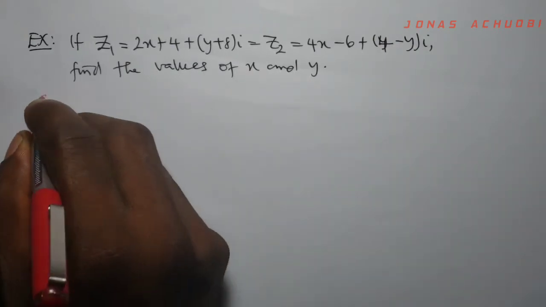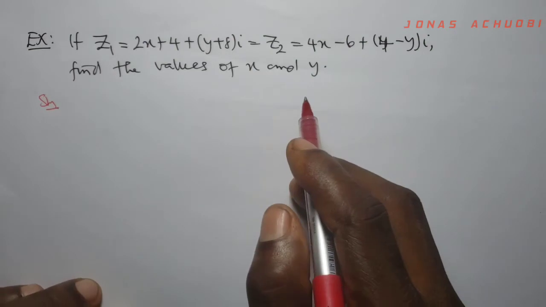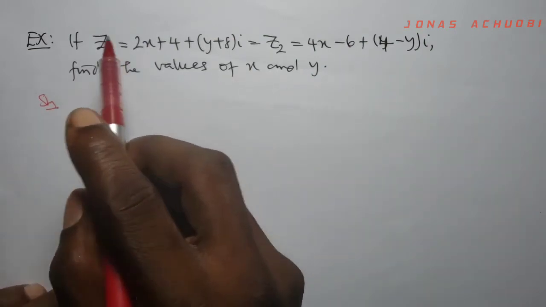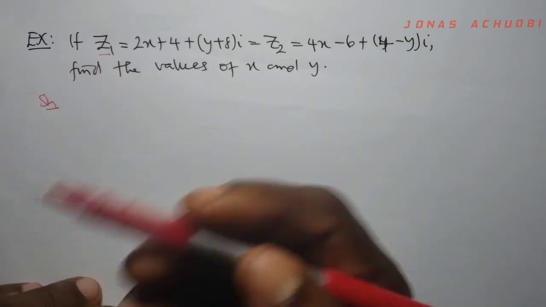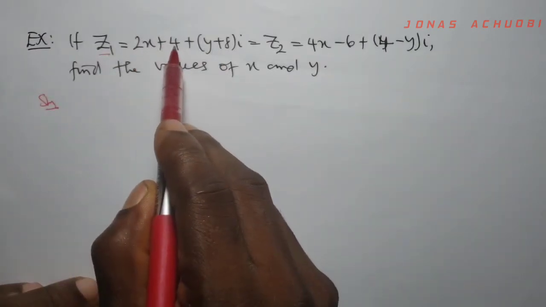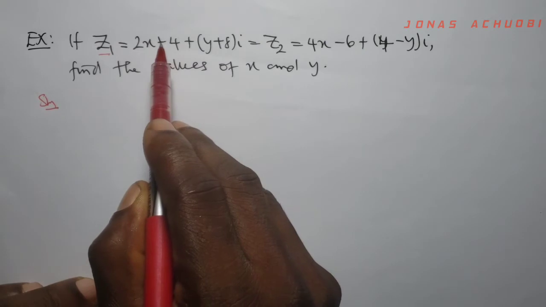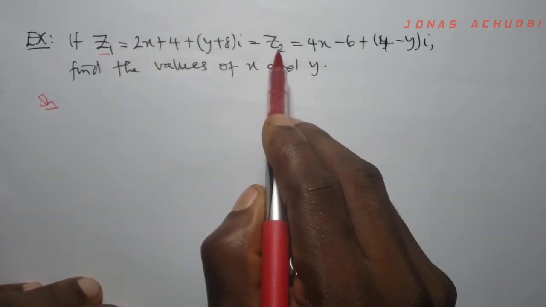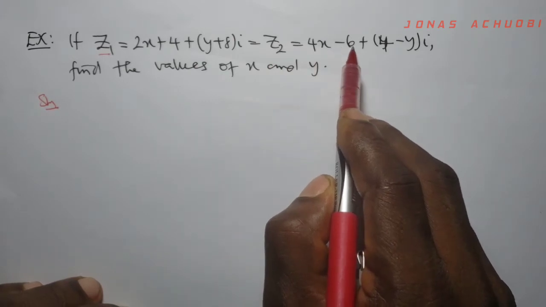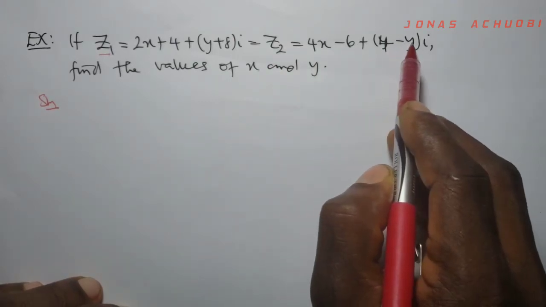So once again here, the statement is clear and obvious that there are two complex numbers. The first complex number is z1, and z1 has real part 2x plus 4, because these are the numbers without i, and the imaginary part here is y plus 8. While z2 has real part 4x minus 6, and the imaginary part is 4 minus y.